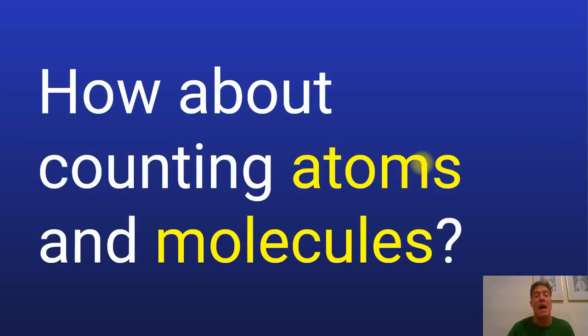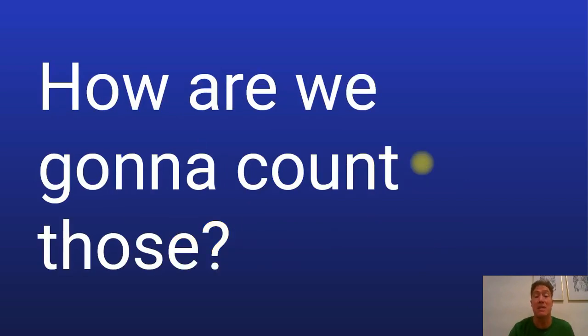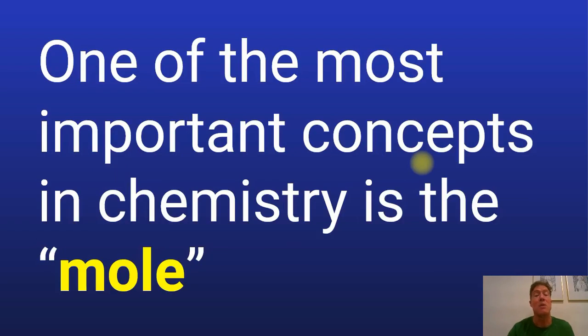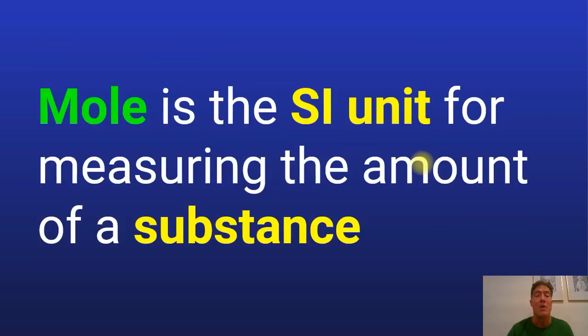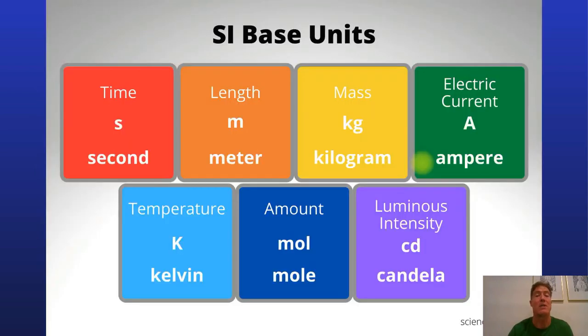Now, how can we apply something similar to the idea of counting atoms and molecules? How are we going to count these guys? This takes us to one of the most important concepts in chemistry, and that is known as the mole. You have got to understand this concept if you want to make any progress in chemistry. The mole is the SI, the metric system unit, for measuring the amount of a substance. Well, all right, that in itself may not tell us very much.